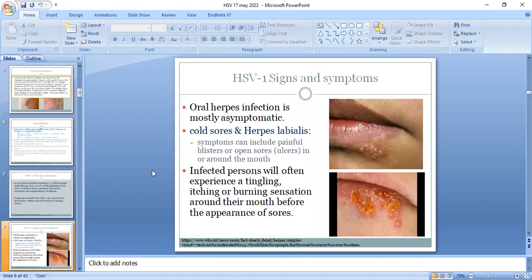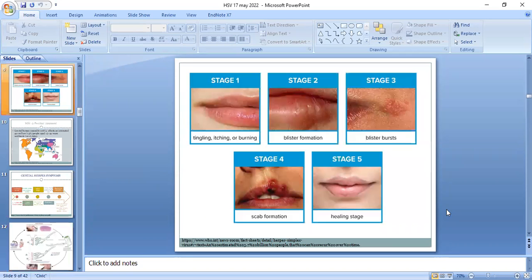Herpes simplex virus 1 symptoms and signs. Oral herpes infection is mostly asymptomatic. These are called cold sores or herpes labialis. Symptoms can include painful blisters or open sores, that are ulcers, in or around the mouth. Infected persons will often experience a tingling, itching, or burning sensation around their mouth before the appearance of sores. The presentations are shown in the figure. As I previously explained, first the blisters are formed and then the blisters open and then form crust, but no scar formation in it. Now these are the stages of how the virus changes its presentation from initial to later stages.